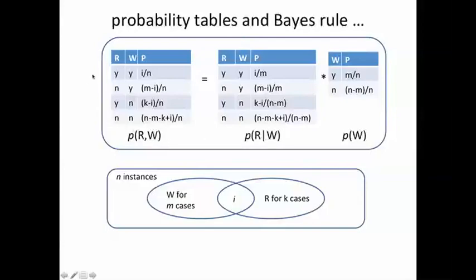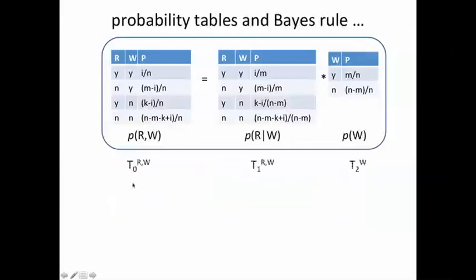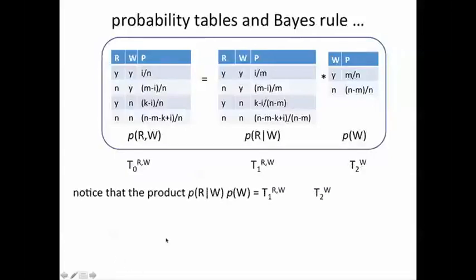Verify this and remind yourself of Bayes' rule from the earlier lecture. Now let's notice how this multiplication actually takes place. Consider these as three tables, T0, T1, and T2. T1 has R and W, but T2 has only W. Now let's see how we might multiply these two probability tables in another way.